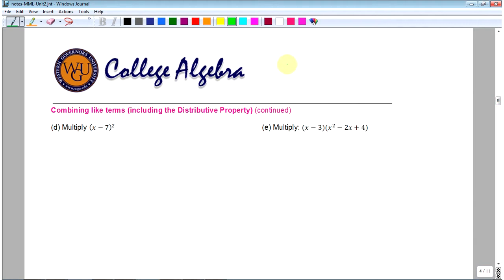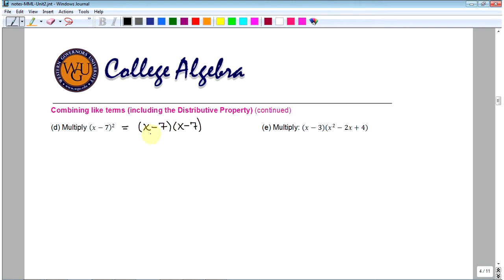Okay, in our next example, we want to combine like terms again. So, well, I'm sorry, we're not combining like terms, we're multiplying this one. So x minus 7 quantity squared. When we square something, that means you're multiplying it by itself. So first step I would recommend is to rewrite this as x minus 7 times x minus 7.